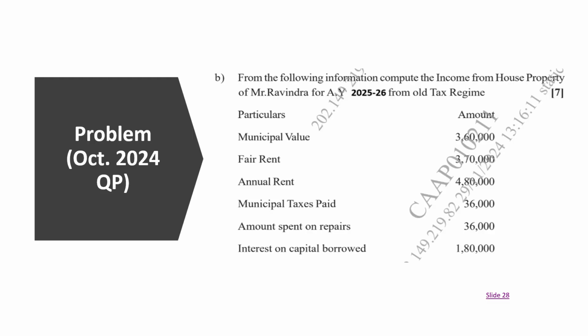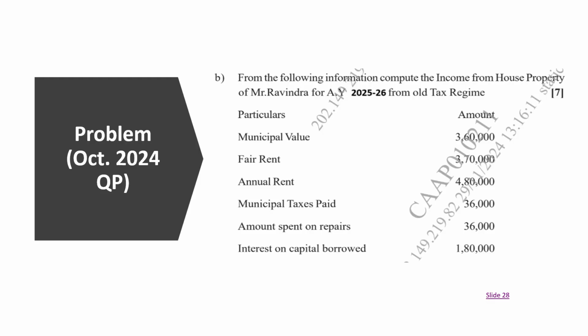Now compare it with the standard rent. No amount of standard rent is given, so standard rent is 0. Nothing amount. It is not applicable. Sorry, it is not 0. It is not applicable. So therefore, standard rent is not given. So don't compare. So directly put up the highest value as a reasonable expected rent. So reasonable expected rent here we get how much? 3,70,000. Clear? Understood?